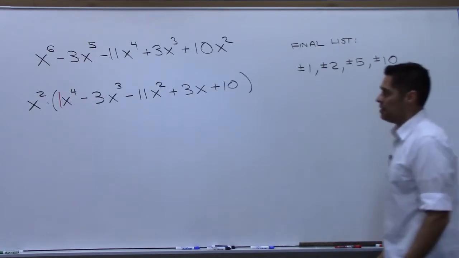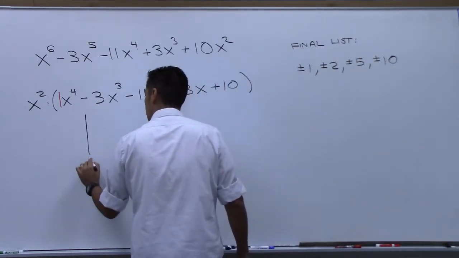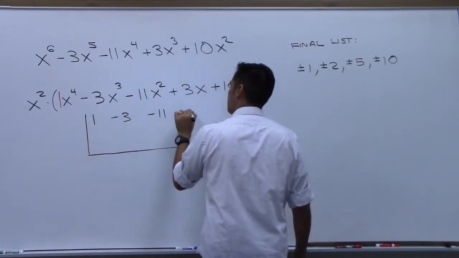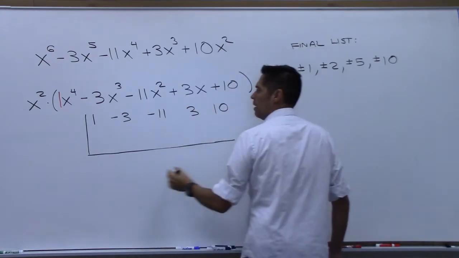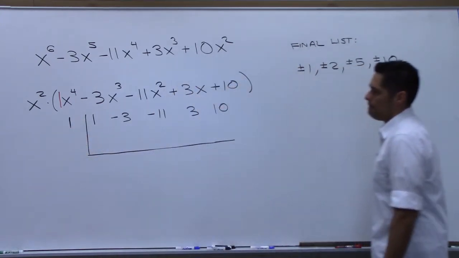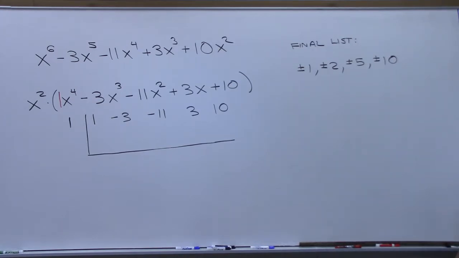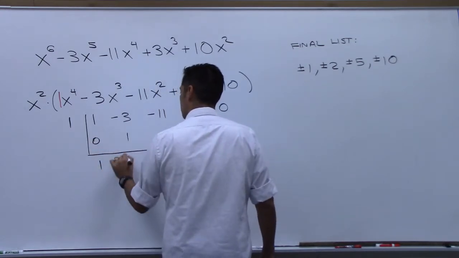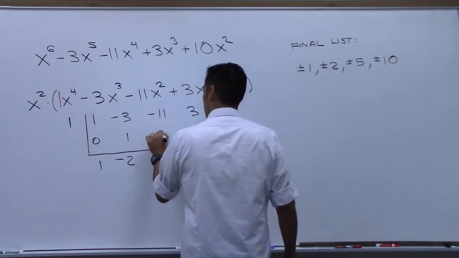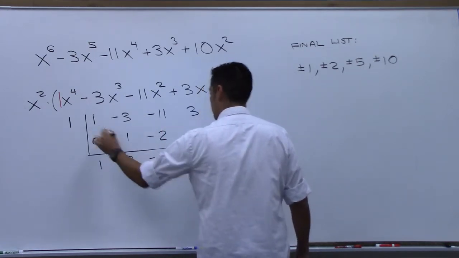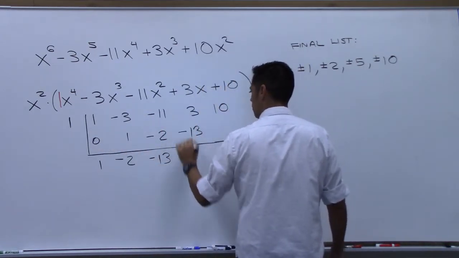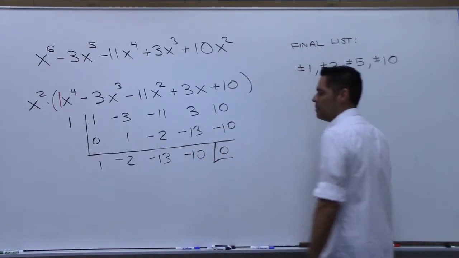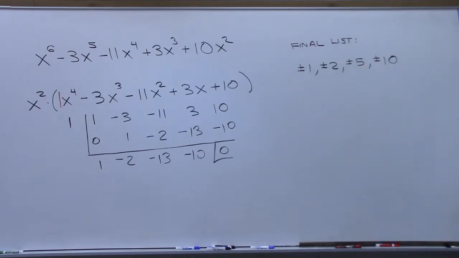And then I'm going to create my synthetic division. And I'm going to go to town on this thing. Let's see. 1, -3, -11, 3, and 10. And I'm going to start with 1. And hope for the best. Am I going to get lucky on my first try? I doubt it. Oh. So I'm very happy about that.